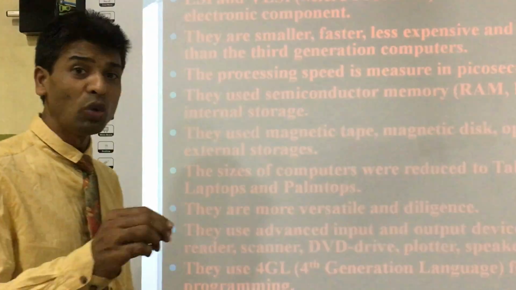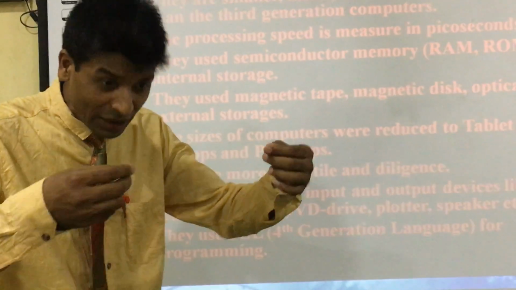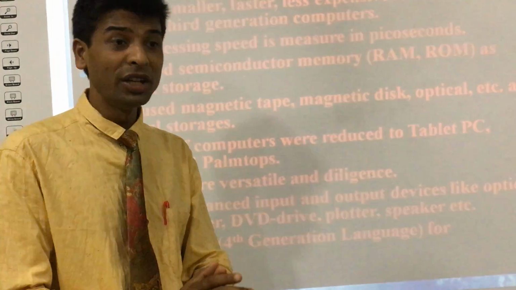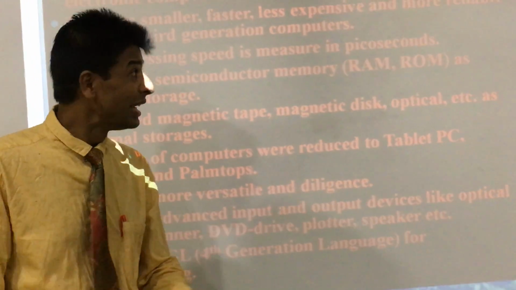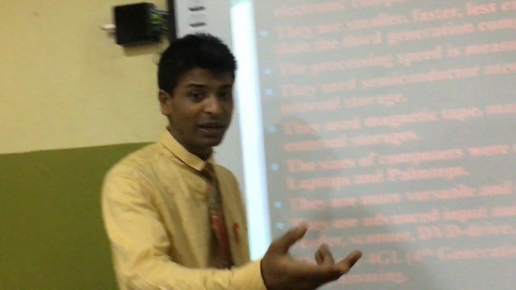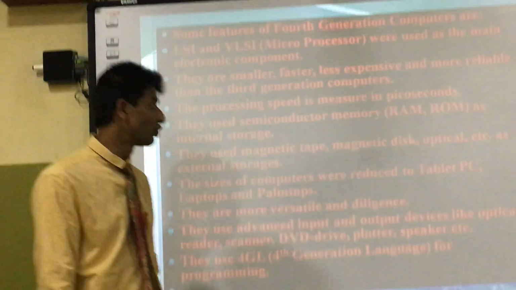ROM is read only memory. Whenever the computer is manufactured, the contents or information are written by the company, and that is called ROM. ROM is never deleted. Once it is written by the manufacturer, we cannot delete it. That is called ROM, or we can say firmware. Firmware also is ROM.